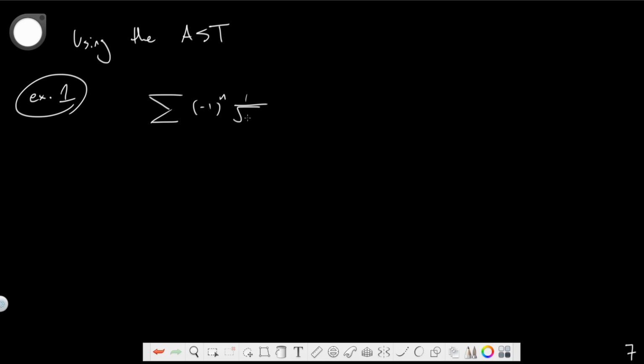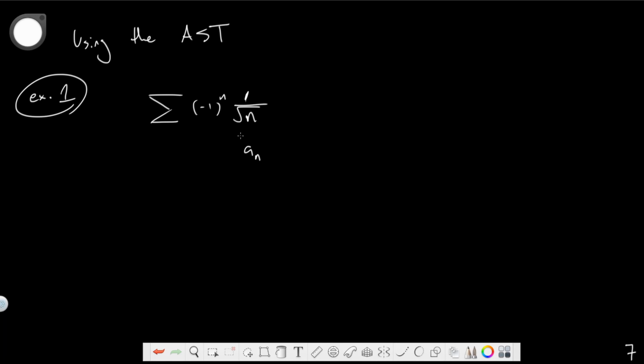1 over the square root of n. Think about this without the -1 to the n. 1 over the square root of n. The p-series test tells us that this thing is going to diverge. However, because it's an alternating series, maybe the alternating series test is going to tell us that this series converges, as opposed to its absolute value.